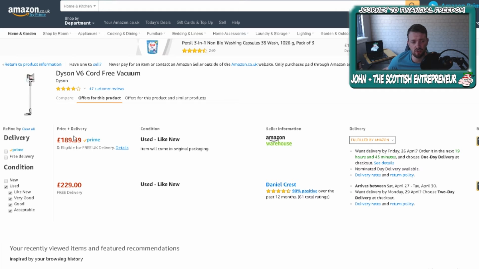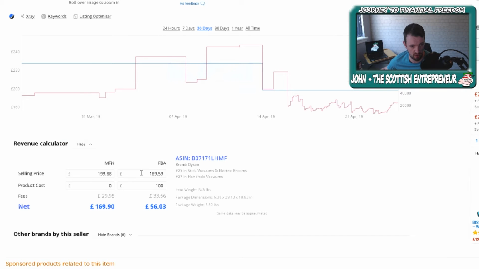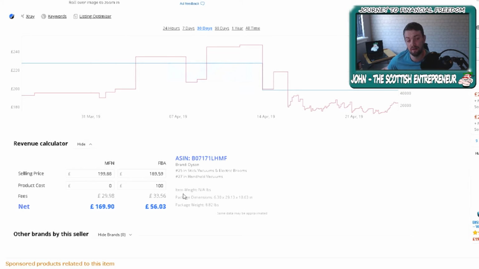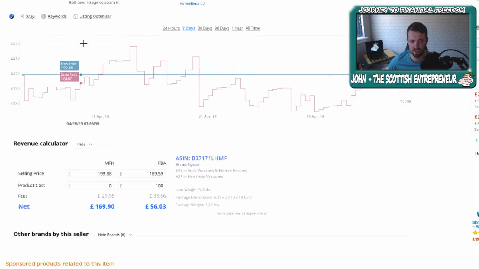Okay, so the first one is used, like new, kind of similar to the one that I would be purchasing, and that is the Prime one for £189.59. So I'll go back to Helium 10 and check the profit on that. Typed it all in: the cost of product £100, selling price £189.59, and the fees estimated are £33.56, and the net profit is £56.03. So that's really good profit, and if you look right here at the last 7 days, this is an extremely quick seller, so that'd be very, very quick profit.